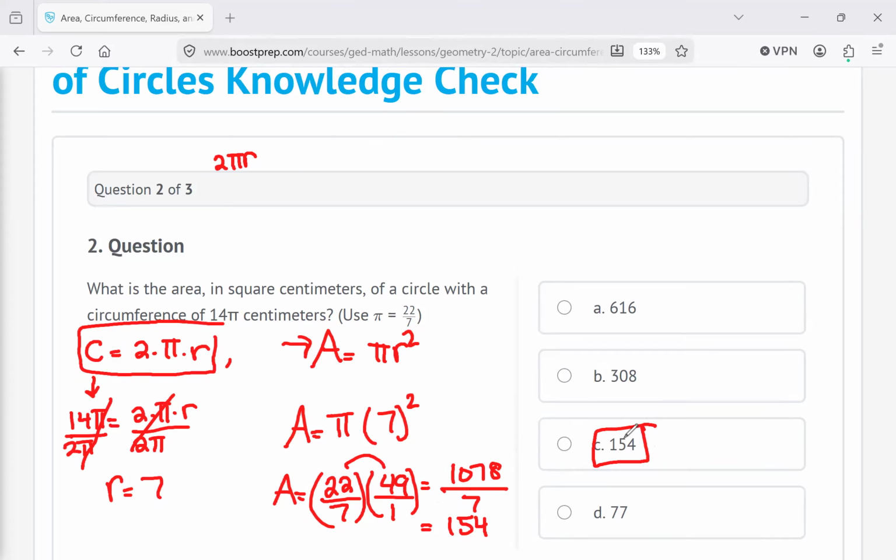Okay, so in this problem, we had to use two formulas. We used the circumference formula, plugged in the circumference, and solved for r, because now we're going to use that r to figure out the area, which is what we want, and then replace pi with 22 over 7. And that's how I got 154.